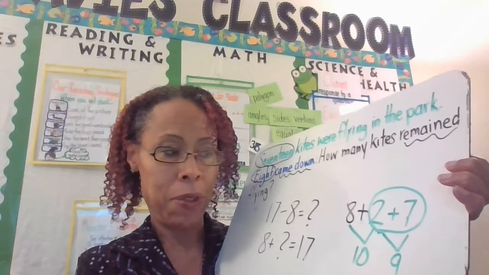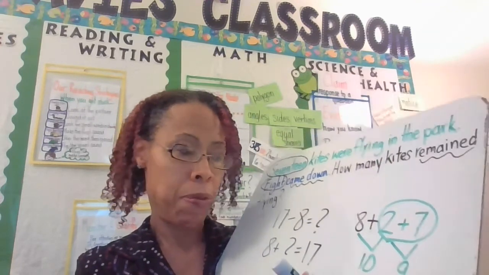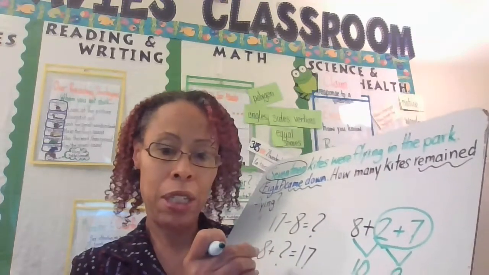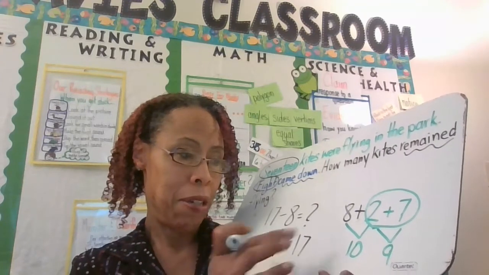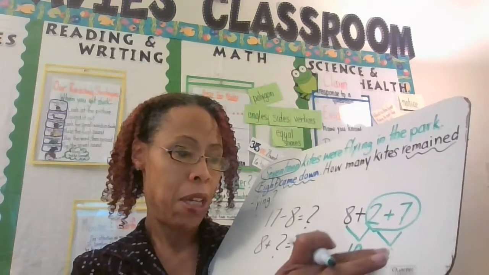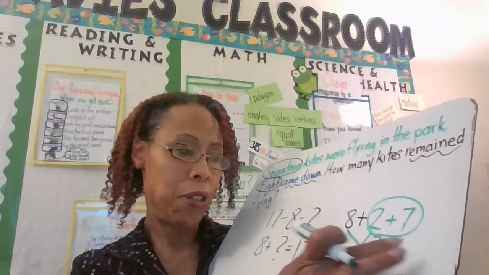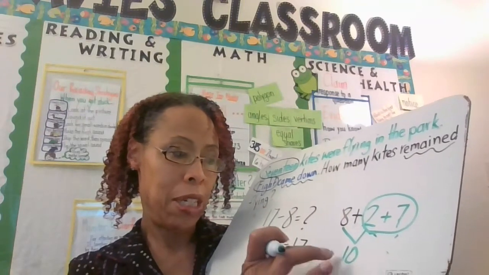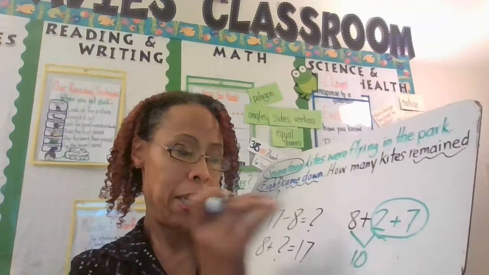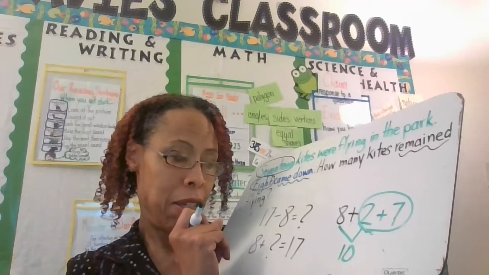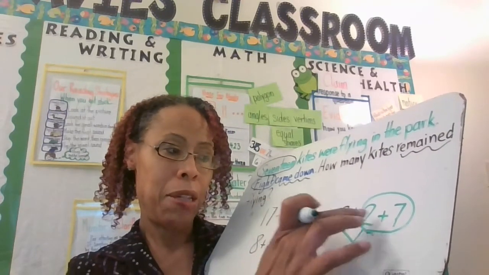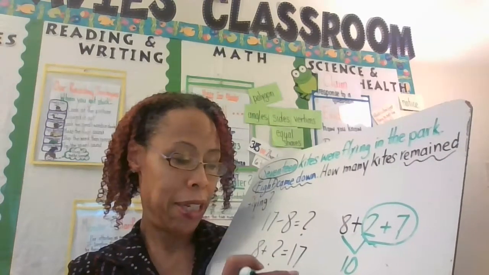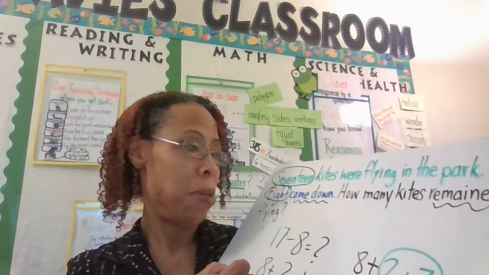All right. So, not to completely confuse you, because I know now you're thinking, well, this equals 19. But we are just focusing on the fact that 8 plus 2 equals 10, and 10 plus 7 more equals 17. So we know that 2 plus 7 is 9, so 8 plus 9 is equal to 17. So how many kites remain?